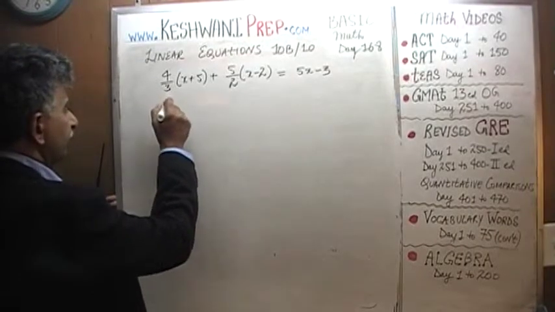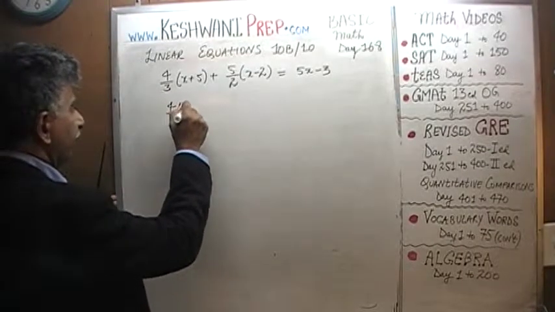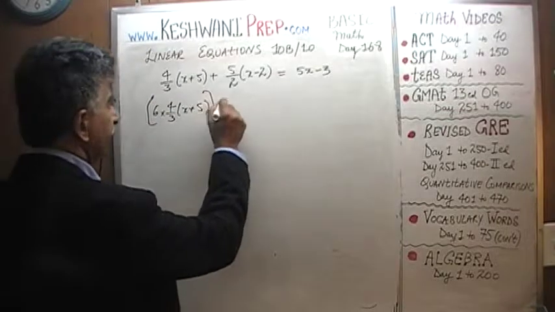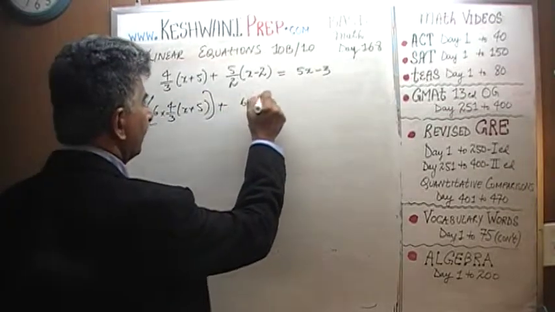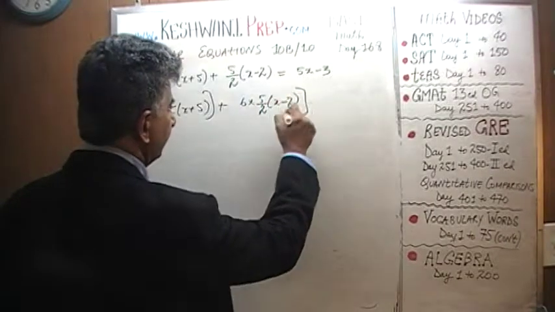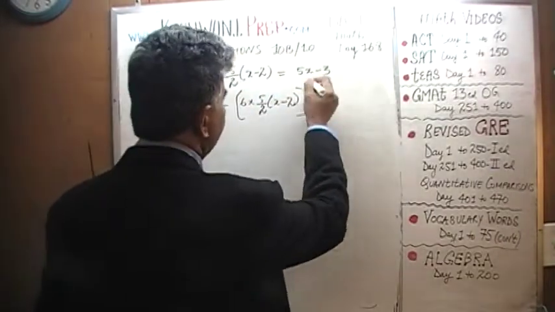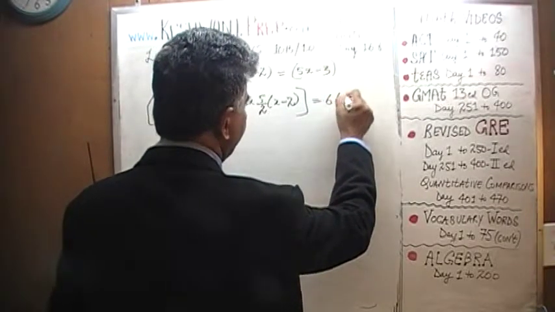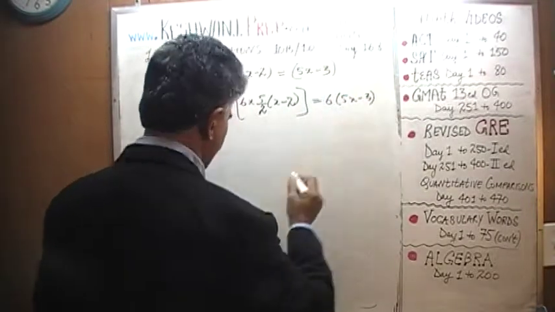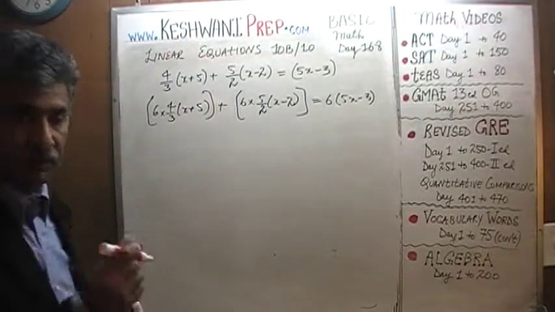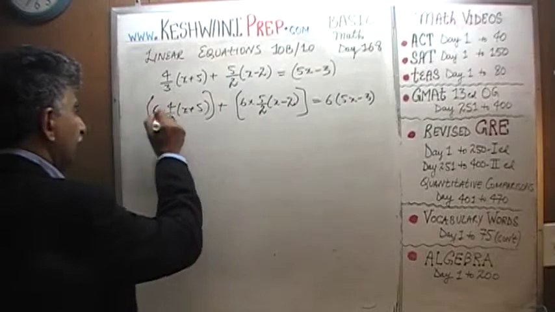We take our first term, 4/3 x plus 5, and we multiply it by 6. So that's done. Then we have 6 times 5/2 x minus 2. That's our second term. That's done. And then finally on this side, we have 5x minus 3. We're just going to take that and multiply that by 6. And now we can see clearly that we have multiplied the entire equation, every single term on both sides, by 6 right here.